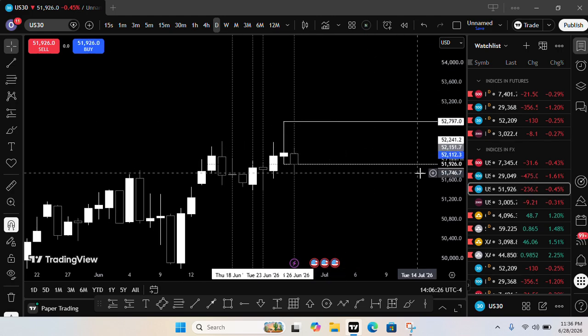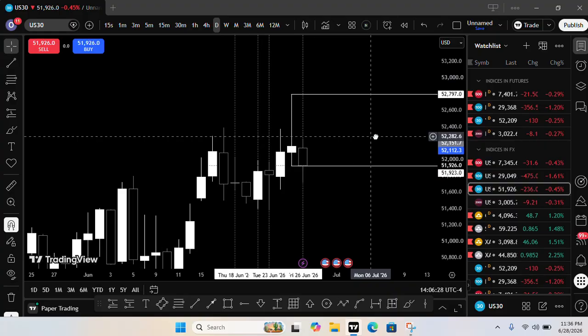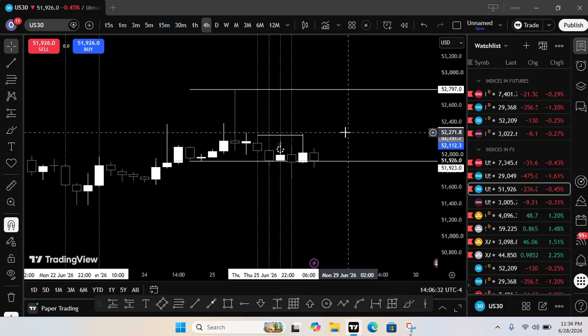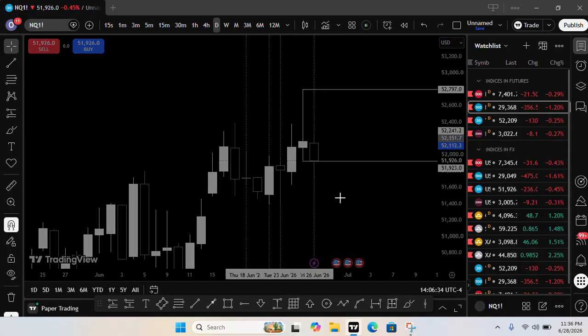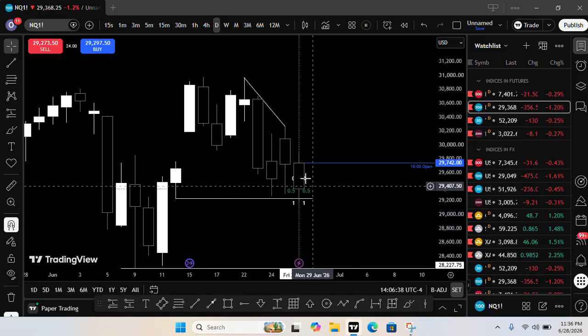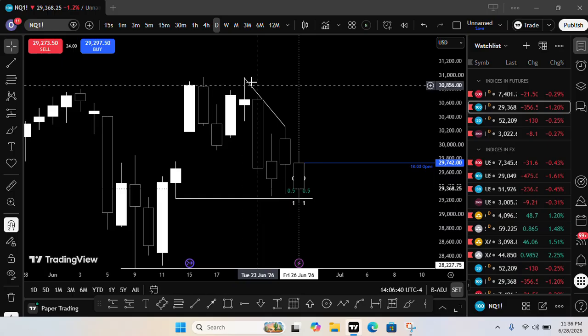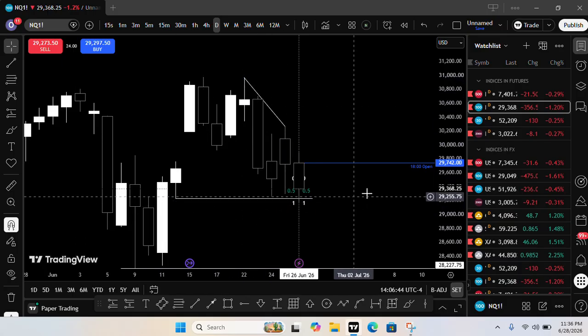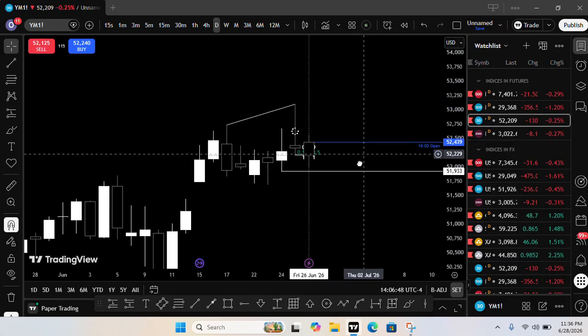Today we're gonna see the trade breakdown which I took on the Friday, which is basically 26th of June, if I'm not wrong. I'm going to do a top down as well. This was my DOL particularly, and this was my first stage of SMT at highs with the YM.